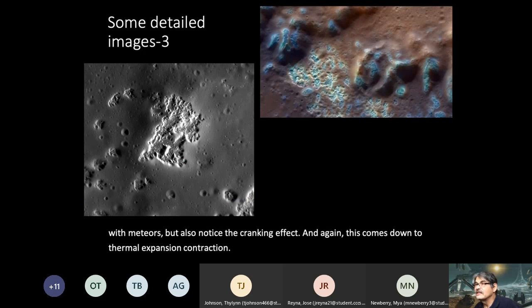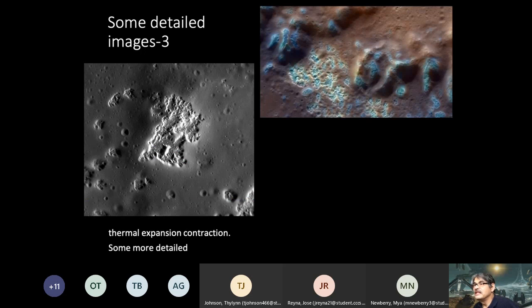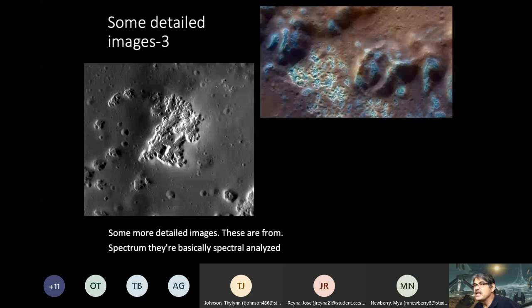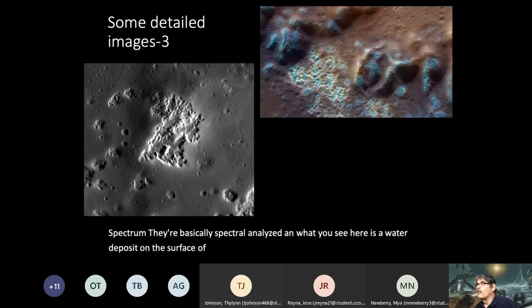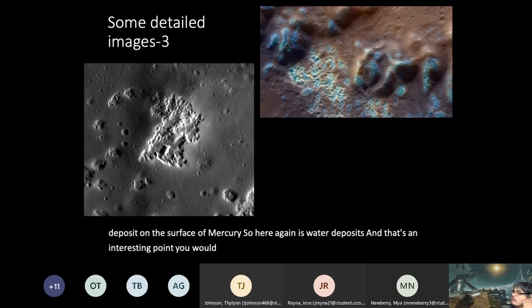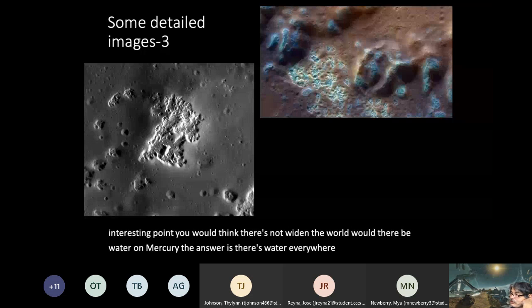Some more detailed images. These are spectrally analyzed, and what you see here is a water deposit on the surface of Mercury. So here again is water deposits, and that's an interesting point. You would think, why in the world would there be water on Mercury? The answer is there's water everywhere. They found water on the moon.